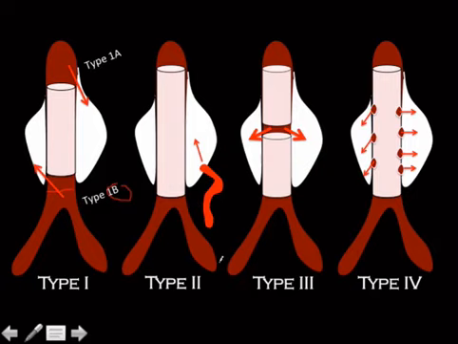Type 2 is if you've got a feeding vessel that's feeding the sac. This is the most common subtype. An example of a feeding vessel would be the IMA or a lumbar, but it can be anything. Those are just the most common.